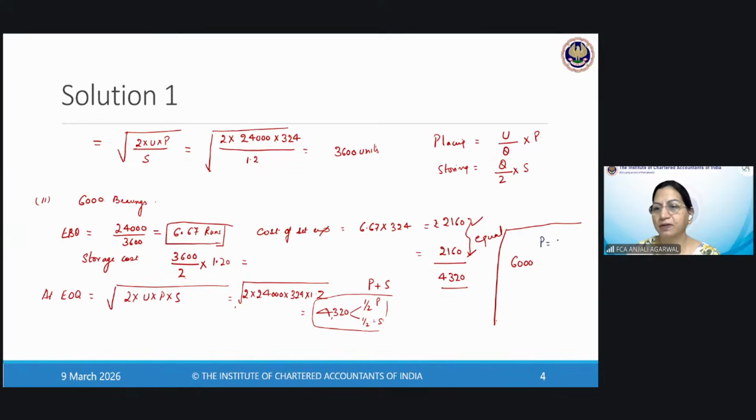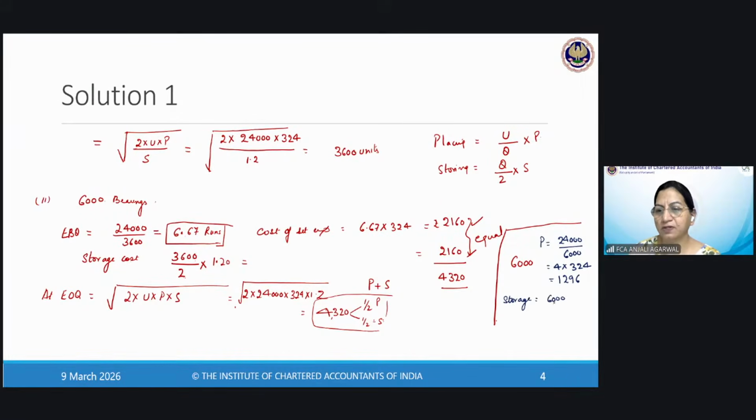Placing cost would be 24,000 divided by 6,000. So 4 orders would be placed, and 4 into 324, your placing cost would be 1296. And what will be the storage cost?